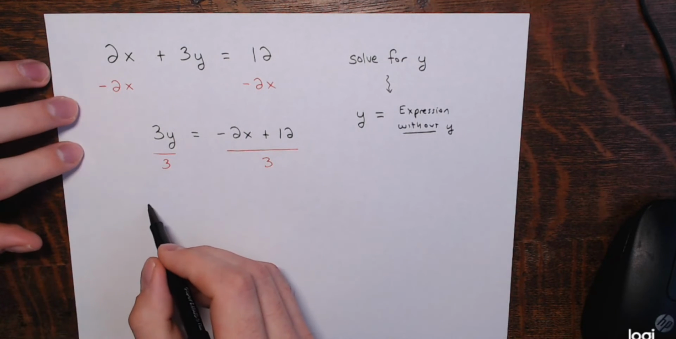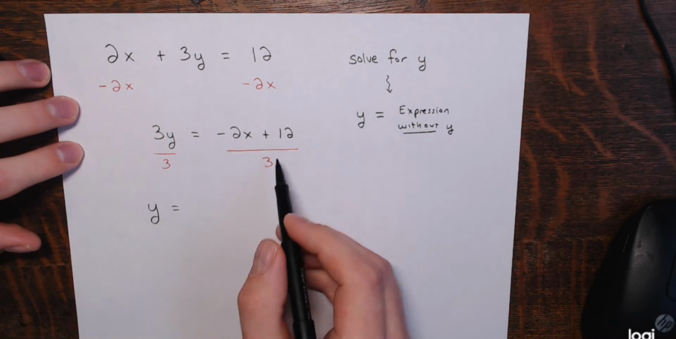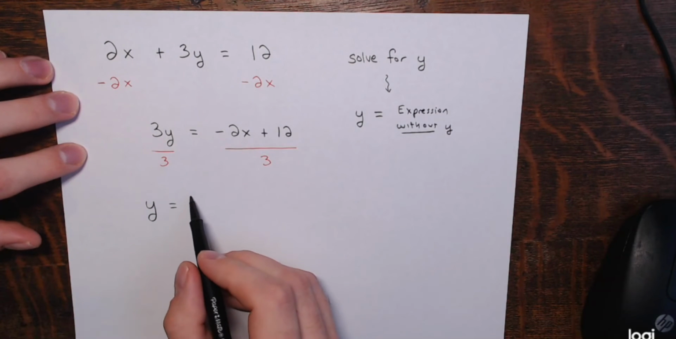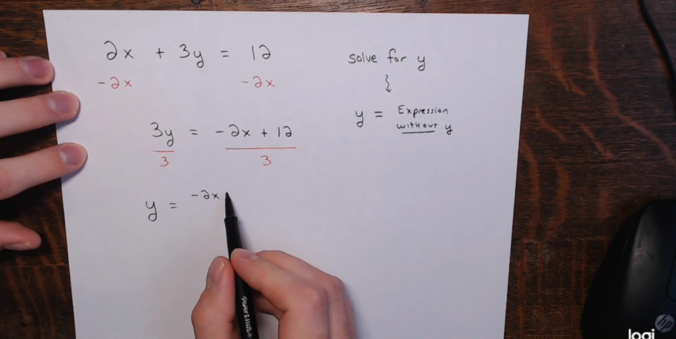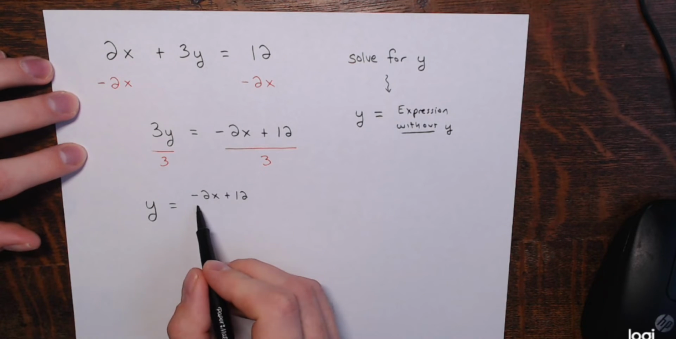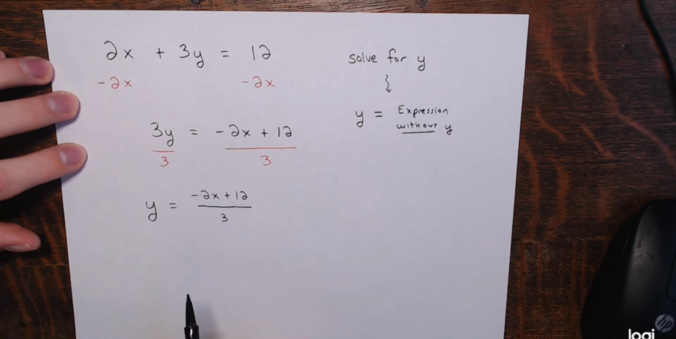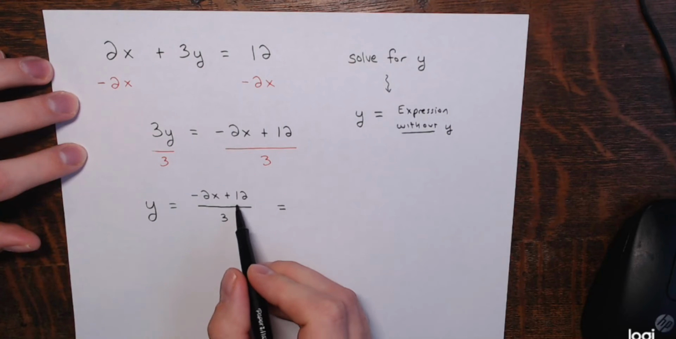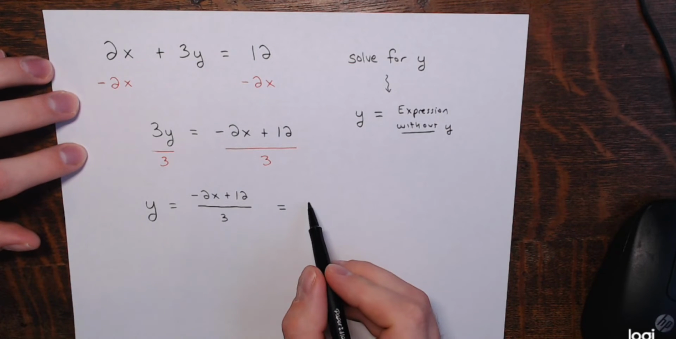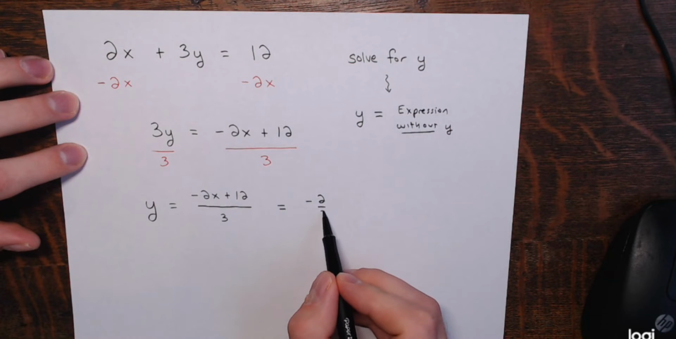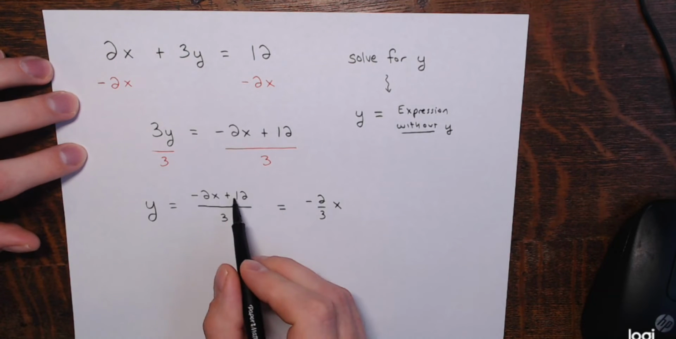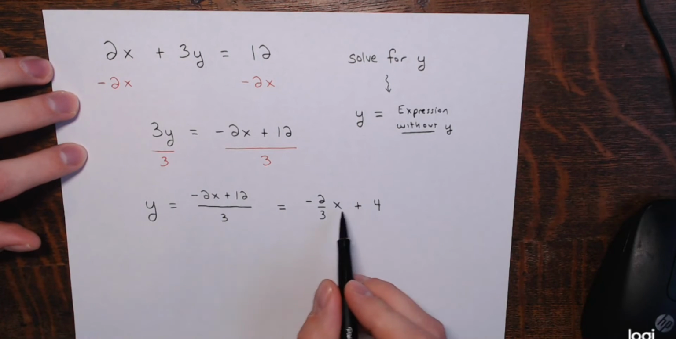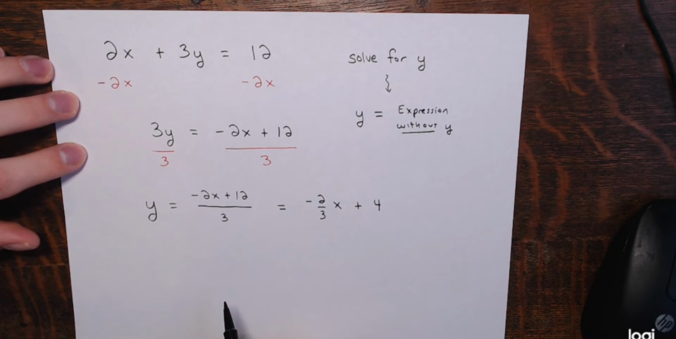So we have y on the left side equals, now this right side I could write in a couple ways. As this fraction I have here, where the numerator is negative 2x plus 12, and the denominator is 3. Or if I actually divide each term by 3, negative 2x divided by 3, that's negative 2/3 x, and then plus 12 divided by 3 is plus 4. Both of these expressions are the same thing. They mean the same exact number.